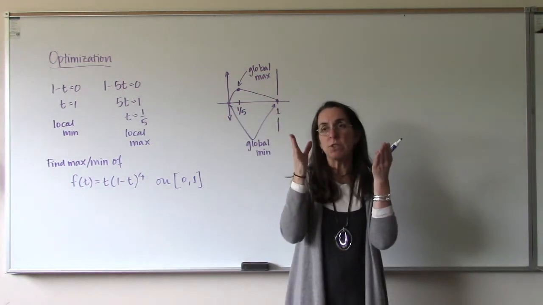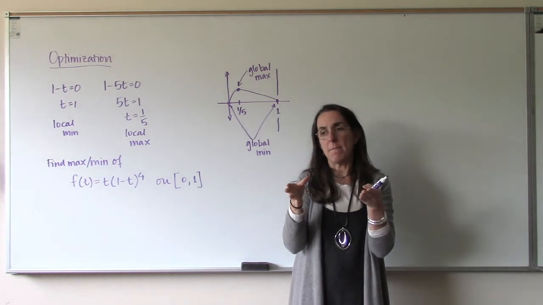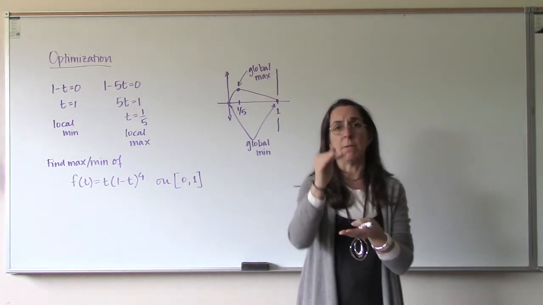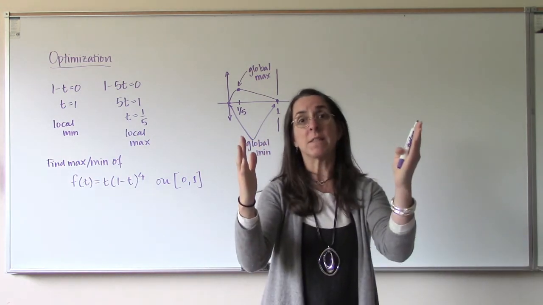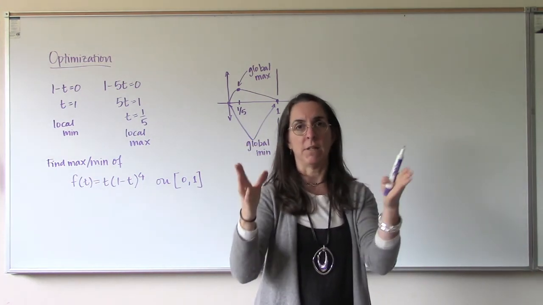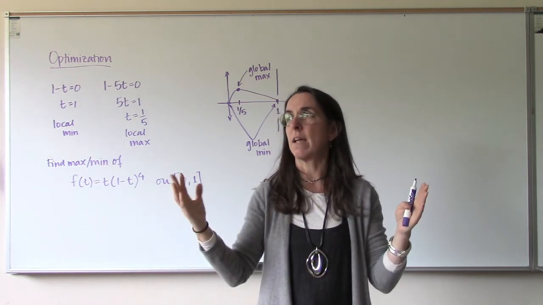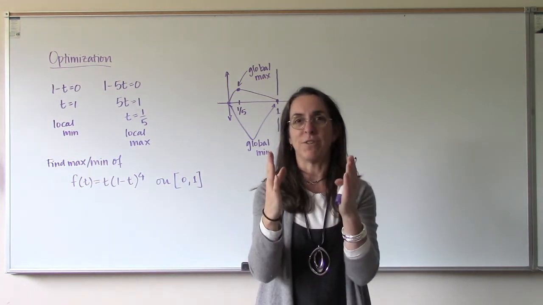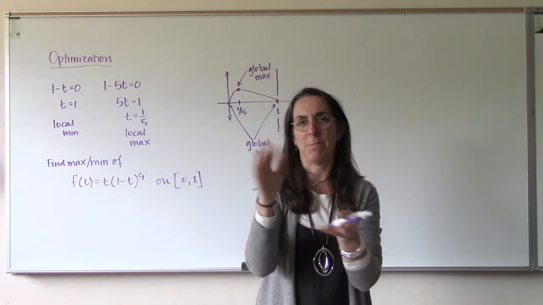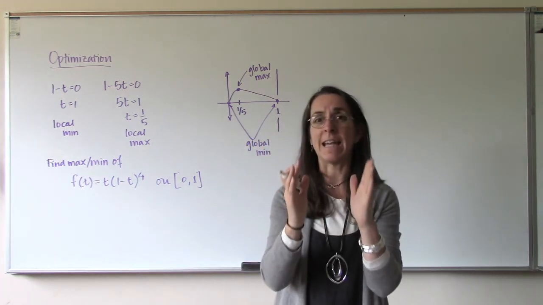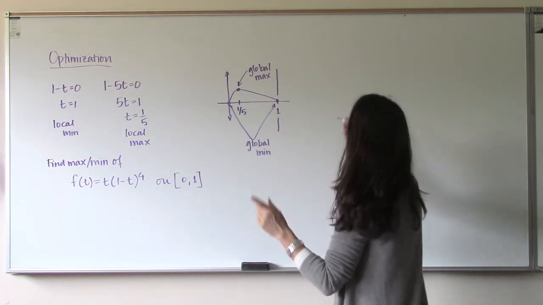So if we restrict the domain, then we can talk about what's the biggest that the function can be between here and here, the smallest that it can be between here and here, and we use the word global, kind of like we've shrunk the universe down, and so now we can talk about how big things are just on that interval.